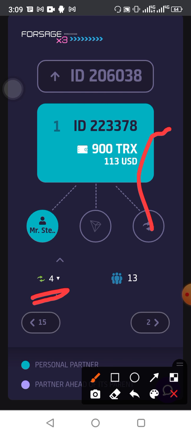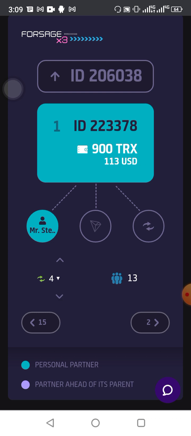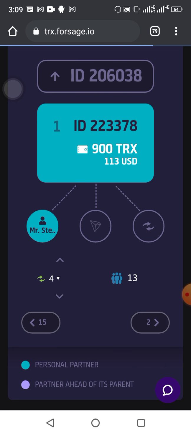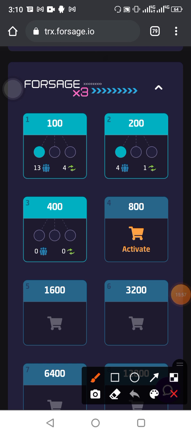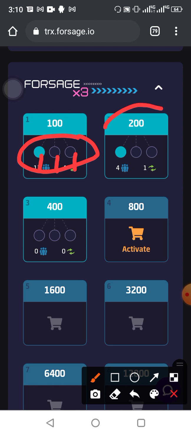Now this is it. In the Forsage X3 program, I'm going to go back a little. In the Forsage X3 program, as in all of them, the simple rule you must remember is this: once you activate a matrix in a level, before that matrix completes its first cycle, that is, before the slots in the matrix are completely filled for the first time, you should have activated the next higher level. For instance, once you activate level 1, on or before these 3 slots are filled up, you should have activated the next higher level.